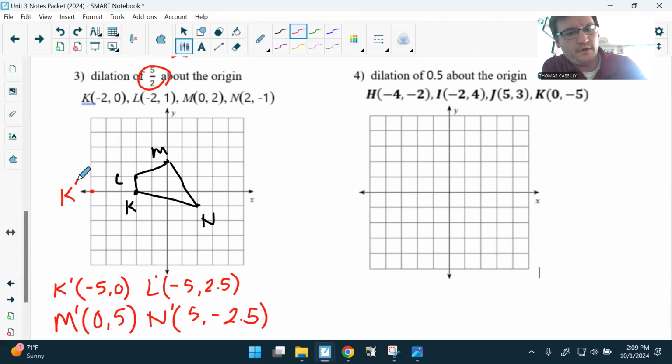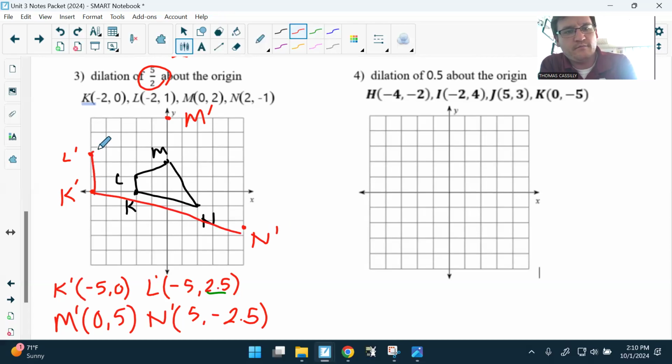L prime is at negative 5, 2.5. Now, 2.5, right? It's halfway between 2 and 3. So when you plot your point, just put it halfway between 2 and 3. That's about the best we can do. Is it perfectly in there? Maybe it's a little too high. I don't know. So just mark it off as best you can. Here's M prime. And the last one, 5, negative 2.5. Again, that's going to be halfway between negative 2 and negative 3. So just get it close.